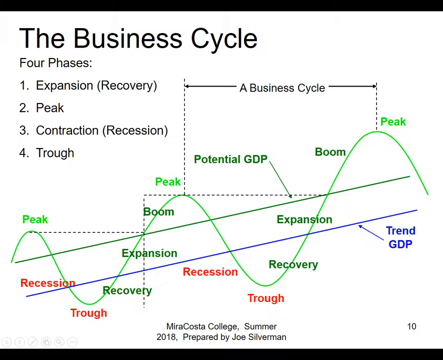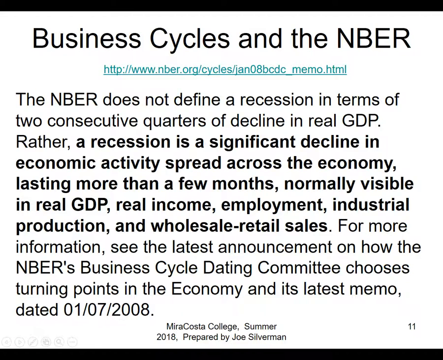So one of the things that we look at when we look at the business cycle is GDP, gross domestic product, and that's what we're going to be talking about right now. So the 4 phases of the business cycle in any order are expansion, peak, contraction, trough, and then we go back into an expansion or recovery. Does that make sense?